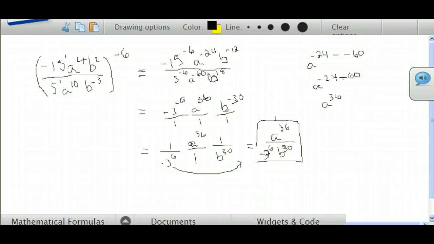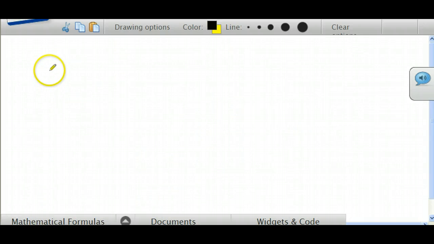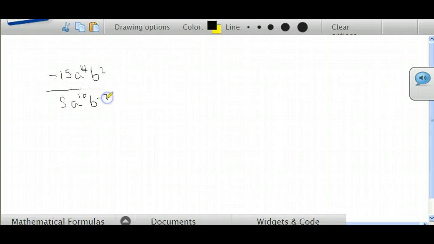Write the same problem down. We have negative 15 a to the 4th over 5 a to the 10th, b to the negative 3, and that was raised to the negative 6 power.